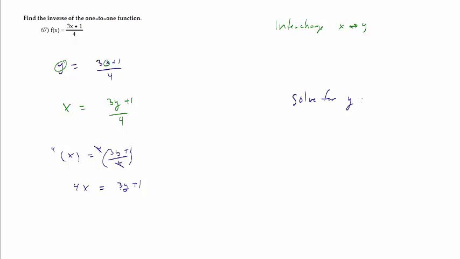Keep in mind we're solving for y. So now I'm going to subtract 1 from both sides. So 4x minus 1 equals 3y. And then the last thing I need to do is divide by the 3. So y is going to be equal to 4x minus 1 all over 3. Therefore, the inverse, f inverse of x, is going to be equal to 4x minus 1 over 3.